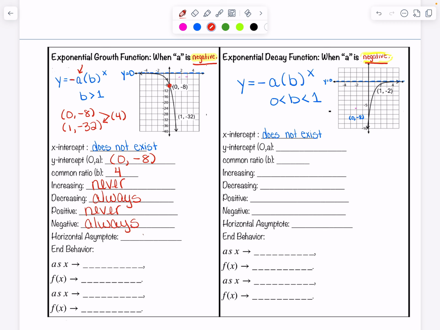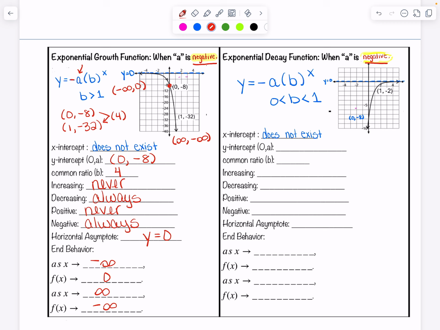The horizontal asymptote here in Algebra 1 in our class is going to be y equals 0. The end behavior: the left side of the graph goes left to negative infinity, gets really close to 0. The right side goes right to positive infinity and goes down to negative infinity. So let's go ahead and fill that in here on our chart. And then we have one example left to do on this page. So exponential decay when a is negative.